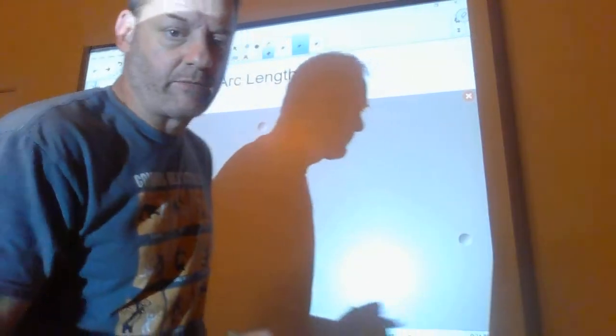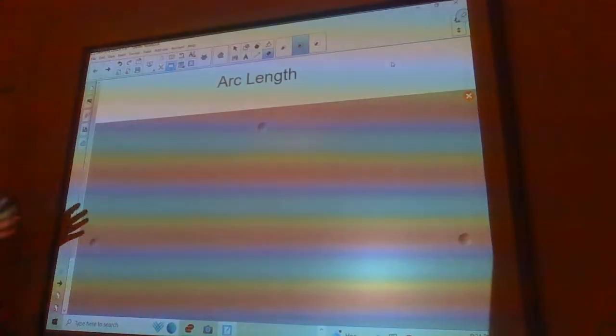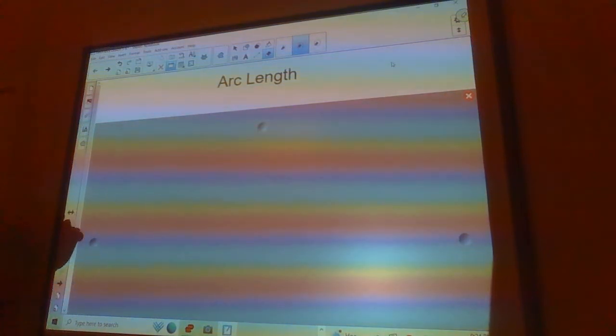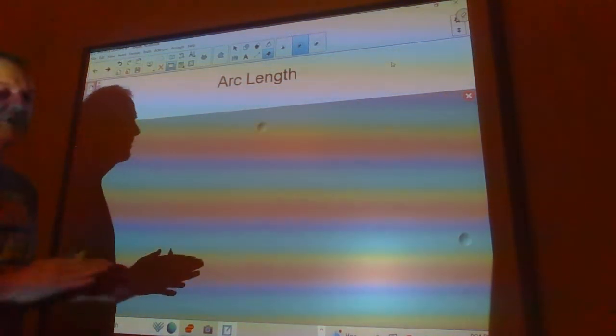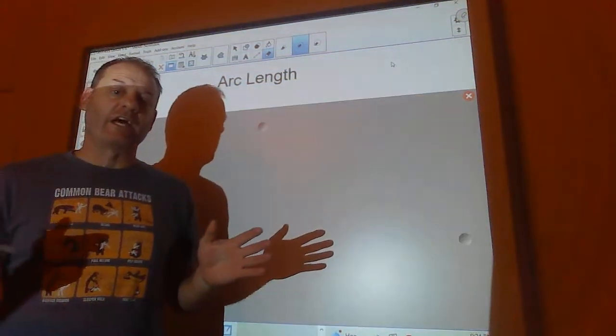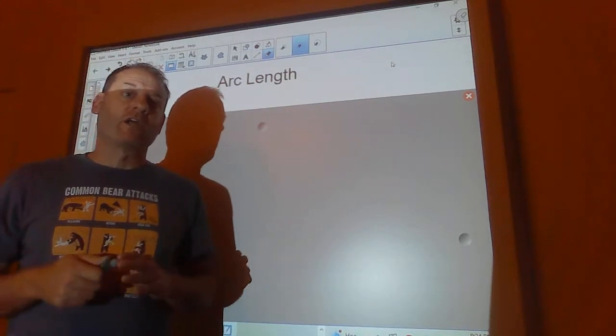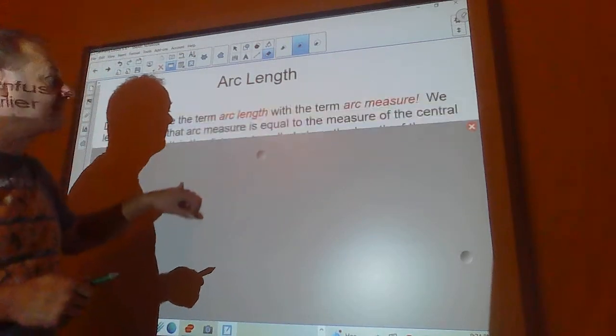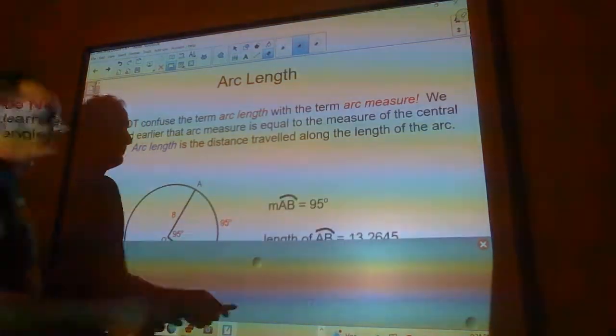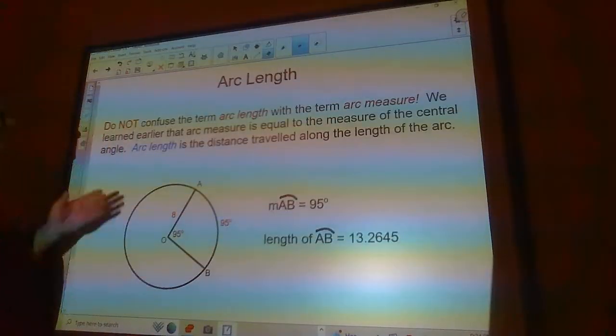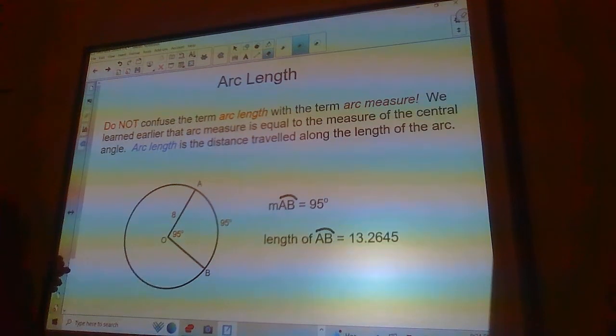Hi everybody. Today we're going to talk about arc length. So we've talked about arc measure quite a bit. Remember, arc measure is how much of a turn of the circle that the arc is, whereas arc length is the distance of the arc. So do not confuse the term arc length with arc measure.